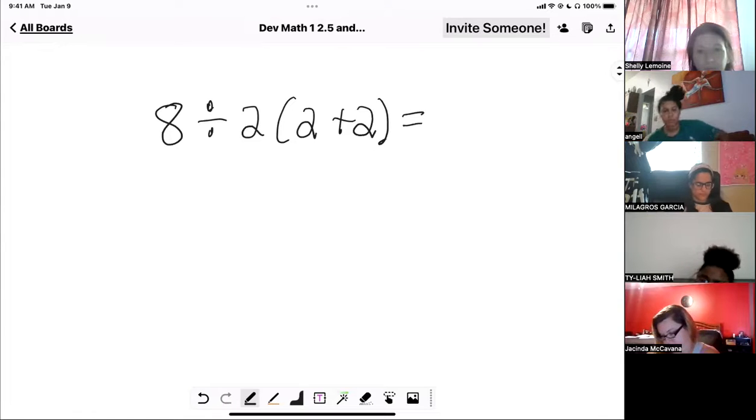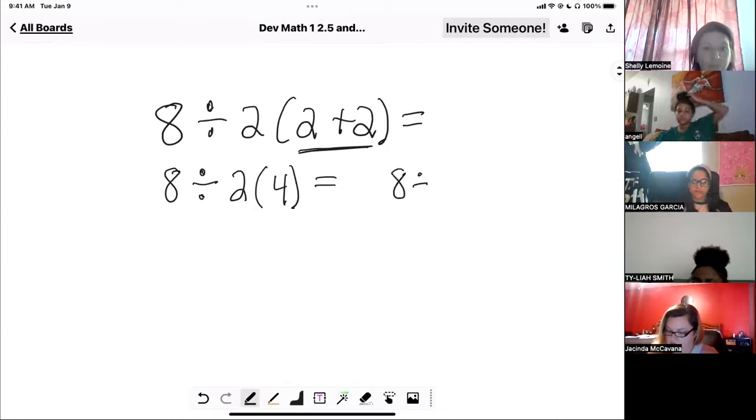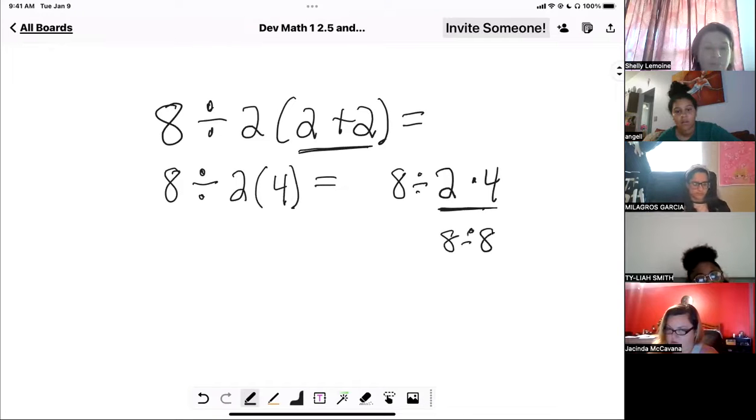So I know what they're doing to get 1. So you have to do the parentheses first. So 8 divided by 2, 2 plus 2 is 4. We still need parentheses because we're multiplying. But remembering, you could do it like this, 8 divided by 2 times 4, either or. But what they're doing to get 1, this is the wrong way, by the way, is they're multiplying that, and they're getting 8 divided by 8, which is 1, which is the wrong way.